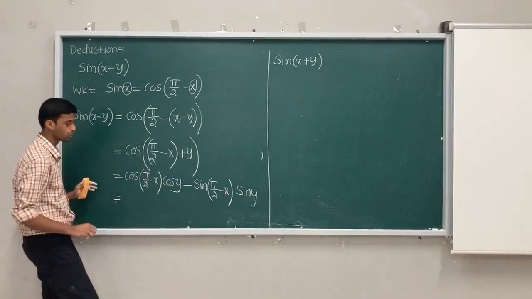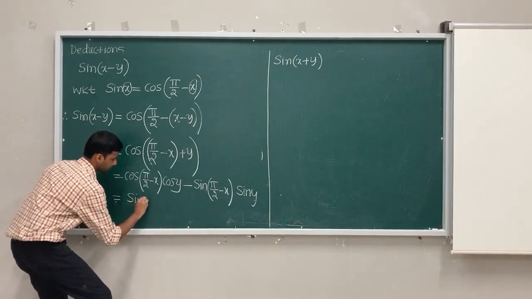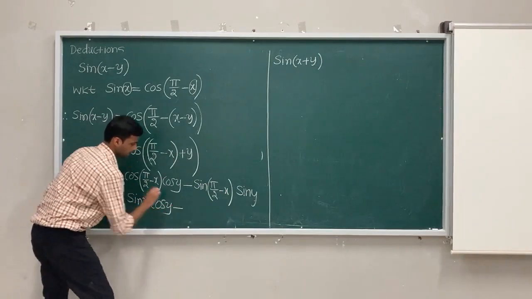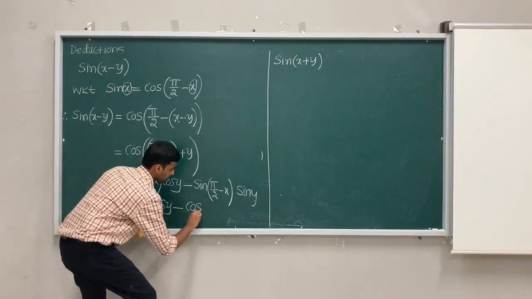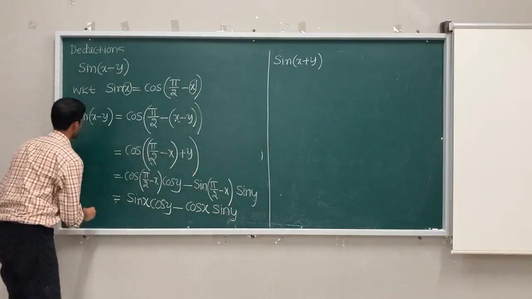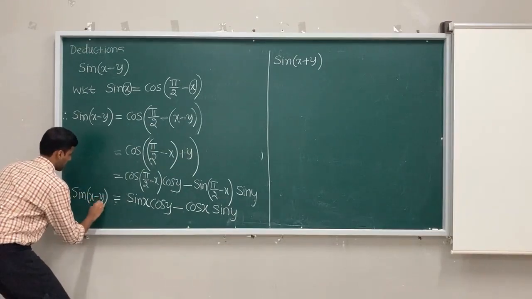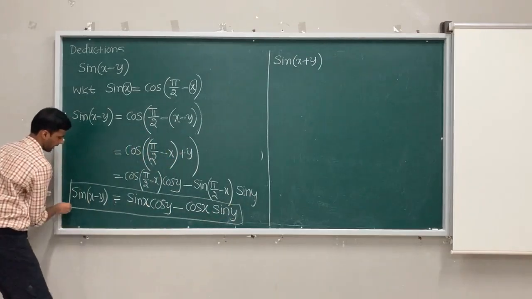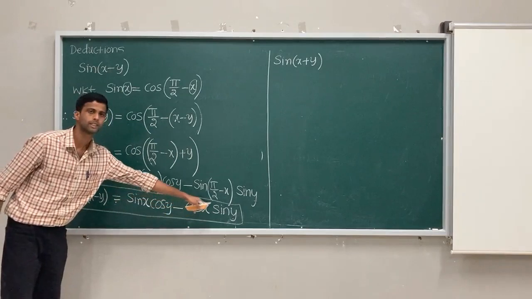Just now we proved cos of 90 minus x is sin x. I will keep cos y as it is. Minus, just now we proved sin of 90 minus x is cos x, into sin y. So that is about sin of x minus y. So always keep in mind, sin of x minus y is nothing but sin x cos y minus cos x sin y.